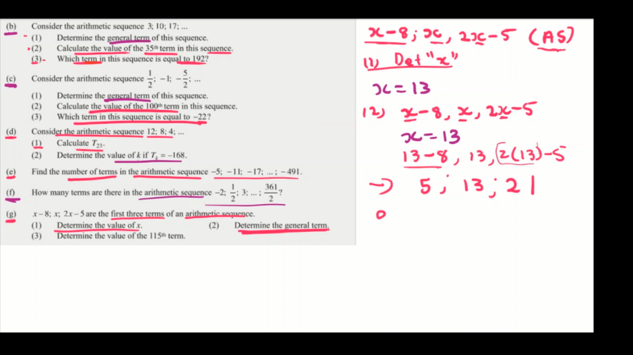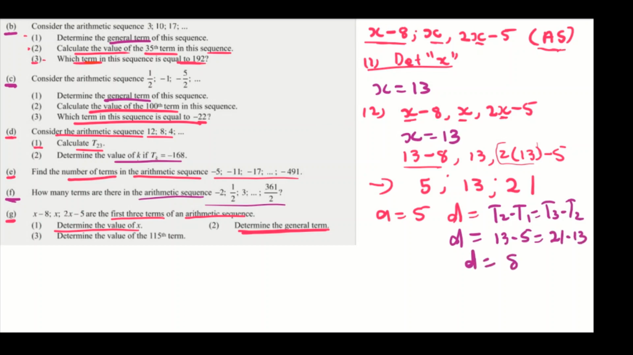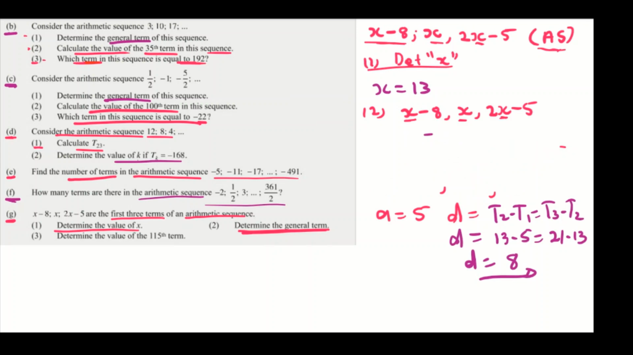So this is going to be your sequence here, and you're asked to find the general term. Our a value is equal to 5, our d is equal to term number 2 minus term number 1 equals term number 3 minus term number 2. Remember, we found this when we did our checks for the first part of the question. So our d value is equal to 13 minus 5 is equal to 21 minus 13, right? So d is equal to 8. That is our d value, and now you'll be able to find the general term of the sequence.